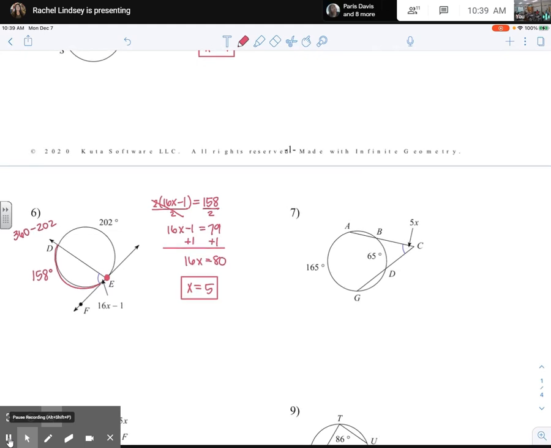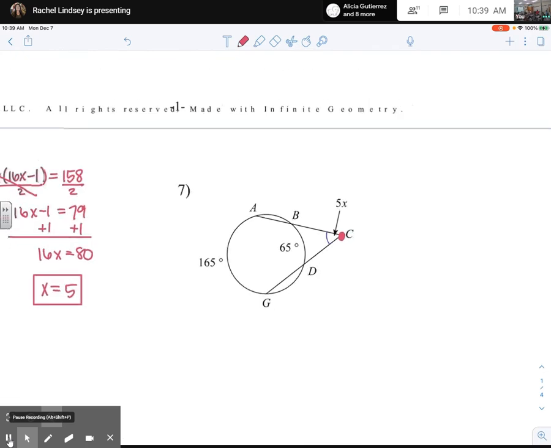Number 7, vertex is outside, so I've got to do big arc minus little arc. So my angle, 5x equals, what's my big arc? 165. What's my little arc? 65. So I have 165 minus 65 divided by 2, equals 100 divided by 2. So 165 take away 65 gives you 100. 100 divided by 2 is 50. What's 50 divided by 5? 10.